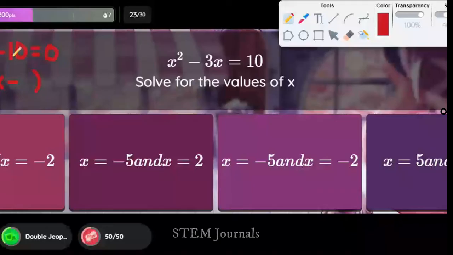Ma'am, saan ilalagay ngayon si 5? Saan ilalagay si 2? So ito, mag-base ka naman sa sign ng middle term mo. Dahil negative si middle term, yung mas mataas na factor, dapat siya yung nasa negative din. Which is, dito dapat si 5.